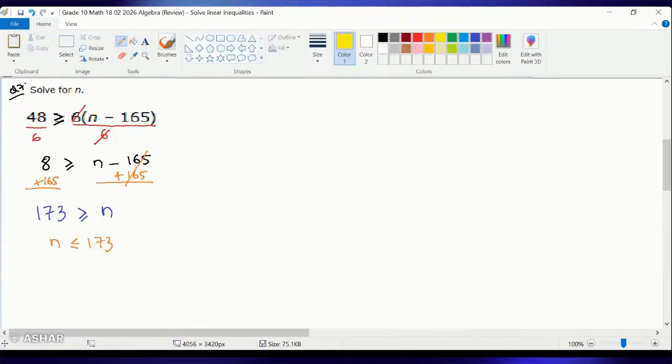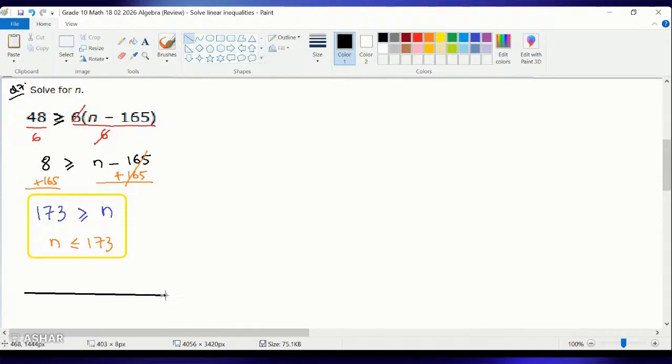Would these two answers be exactly the same, or is there a difference? What we are saying is 173 is greater than or equal to n, or n is less than or equal to 173. They would mean exactly the same.